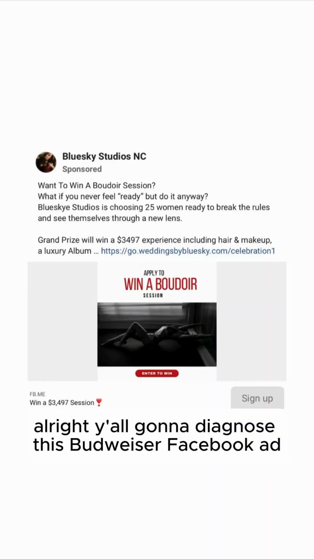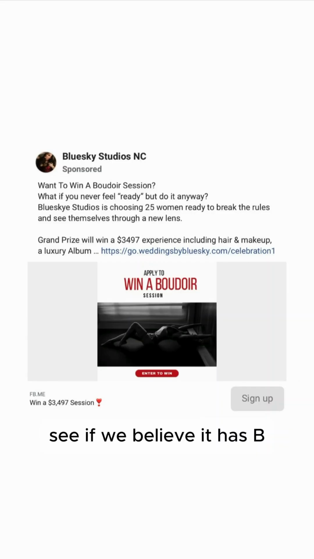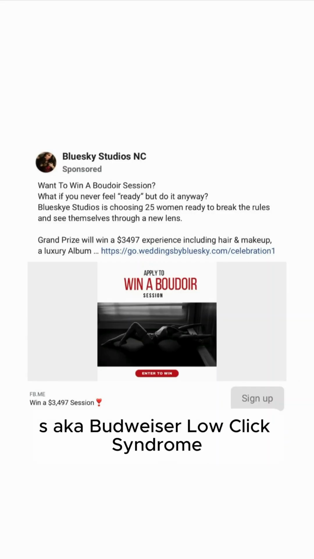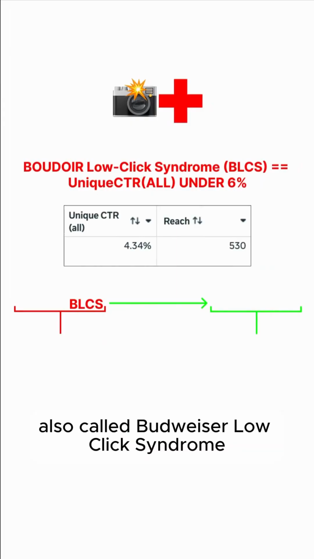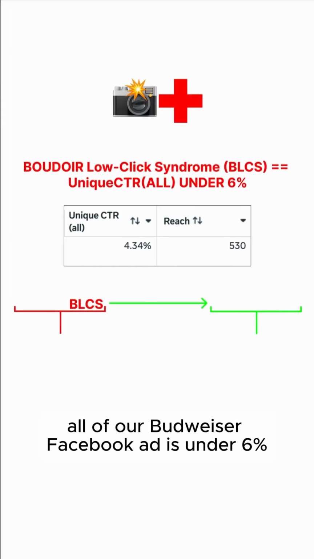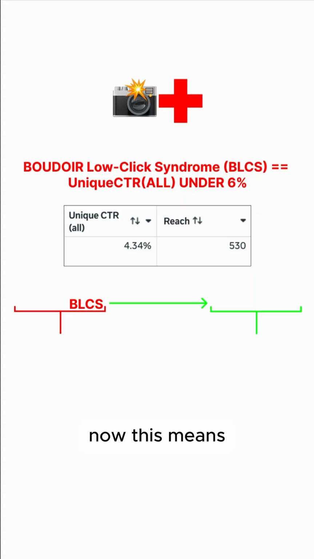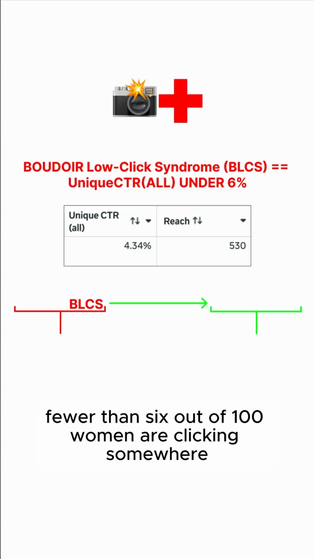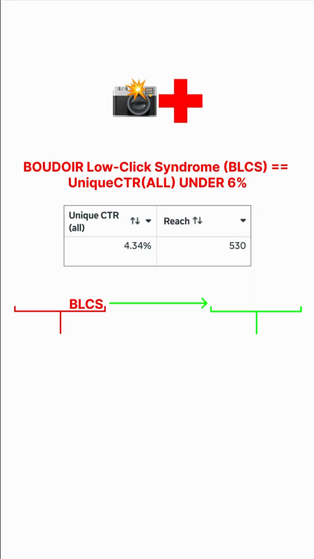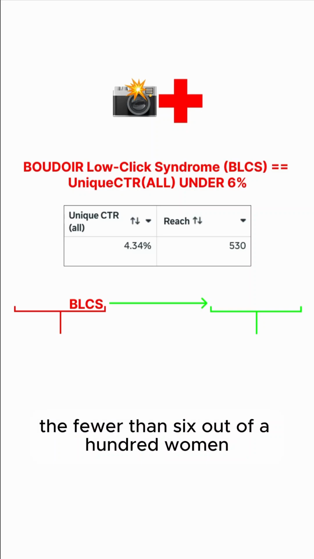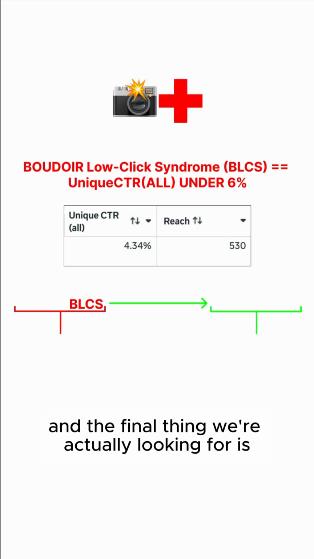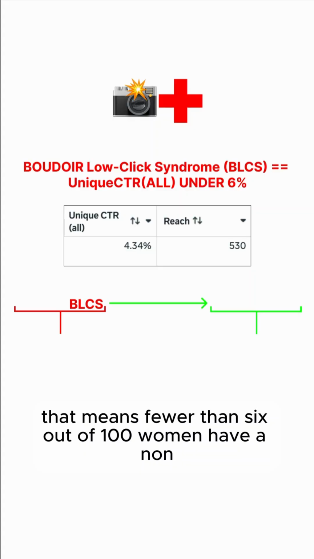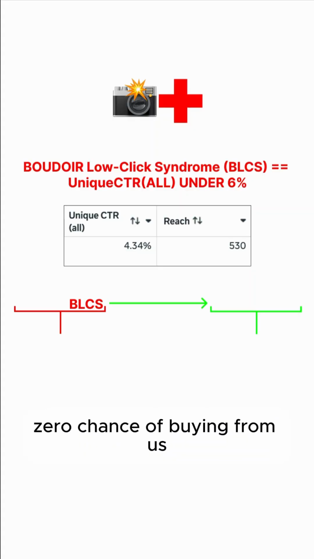All right, y'all. Gonna diagnose this Boudoir Facebook ad, see if we believe it has BLCS, aka Boudoir low click syndrome. BLCS is when the unique CTR all of our Boudoir Facebook ad is under 6%. This means fewer than 6 out of 100 women are clicking somewhere on our ad, which means our ad has actually entered their brain in fewer than 6 out of 100 cases. And that means fewer than 6 out of 100 women have a non-zero chance of buying from us.